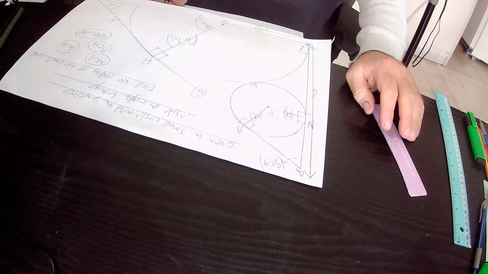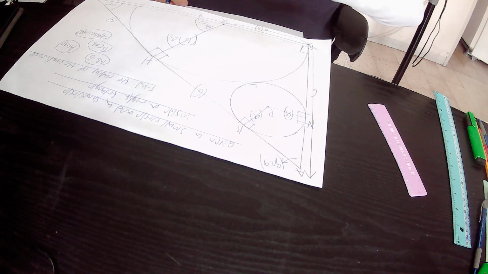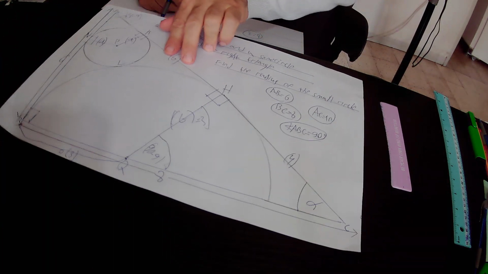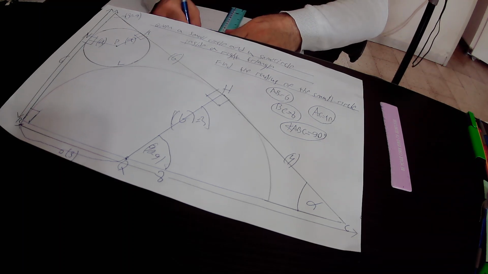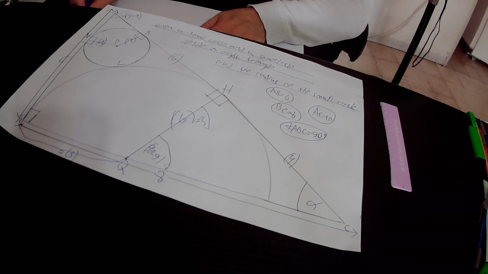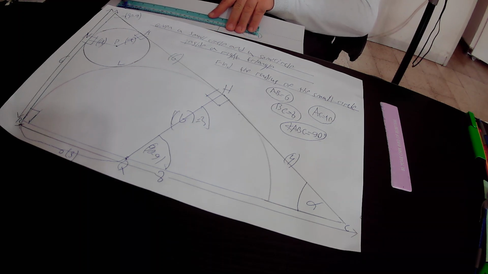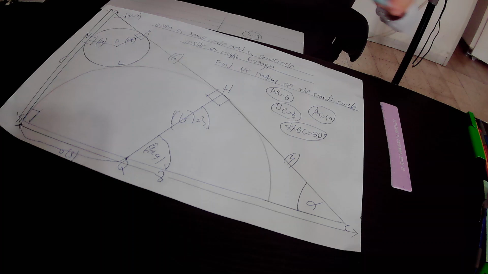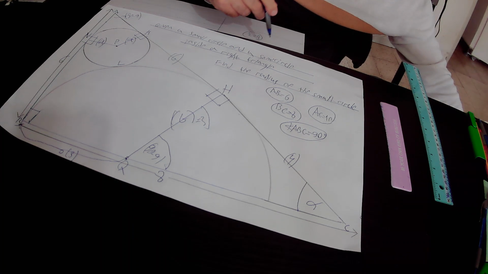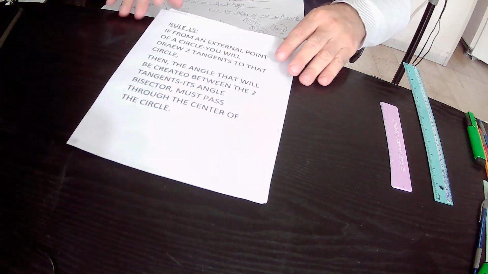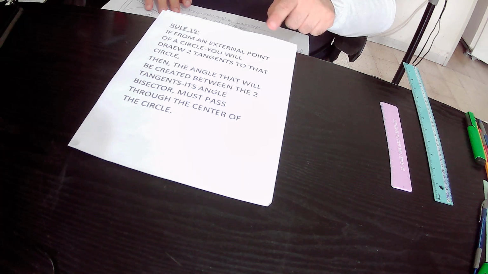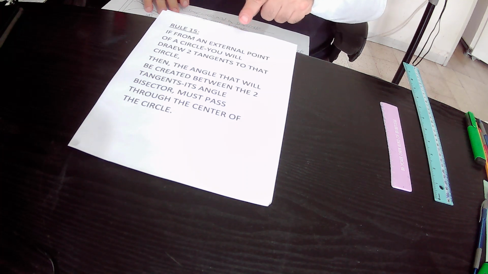In the next step, we'll implement rule 15 in this drawing. I will present to you rule 15 and we will implement rule 15 in this drawing. According to rule 15, if from an external point of a circle, you draw two tangents to that circle.